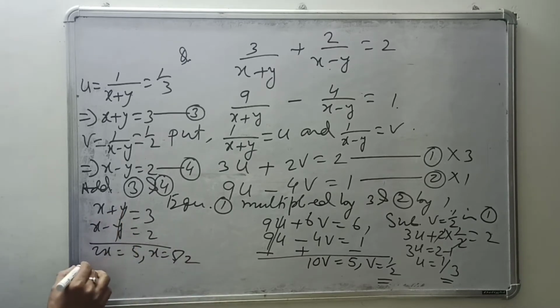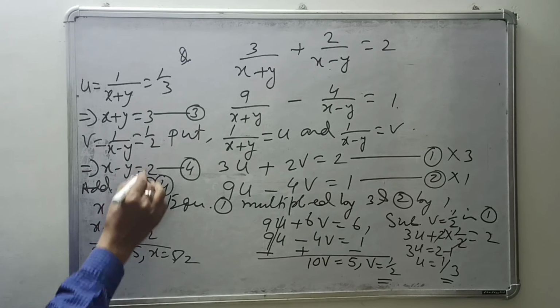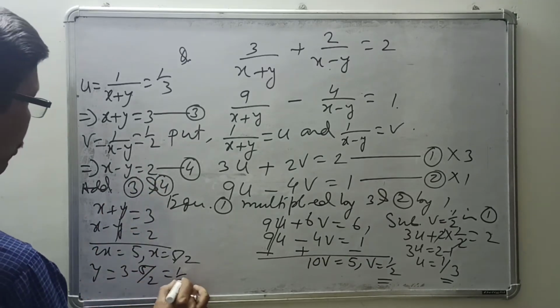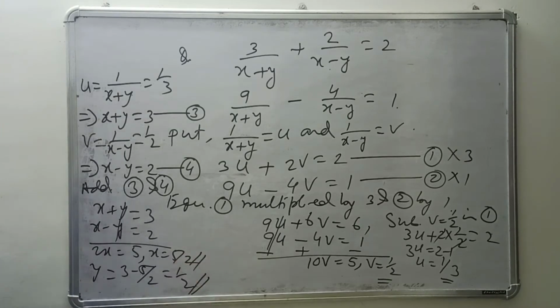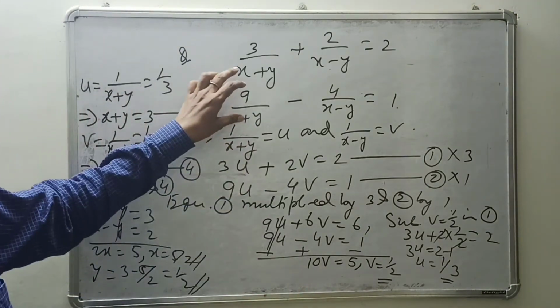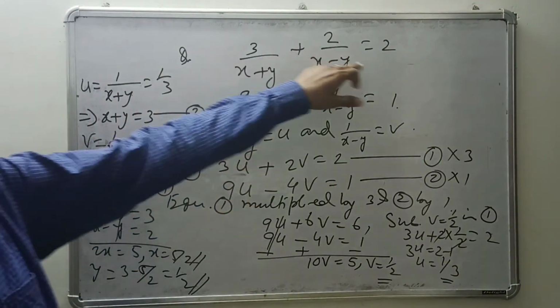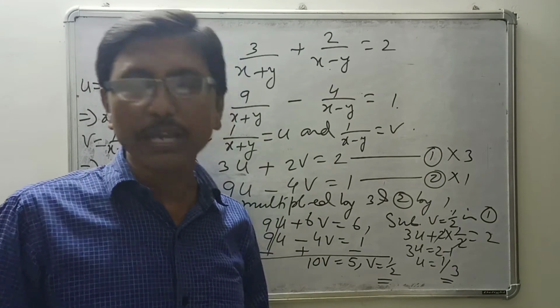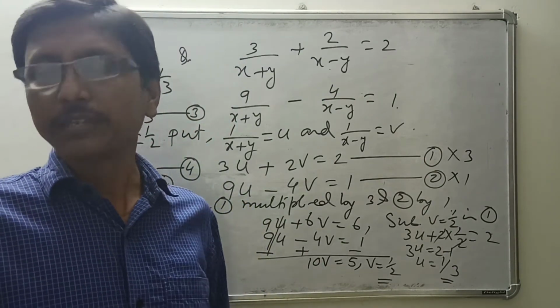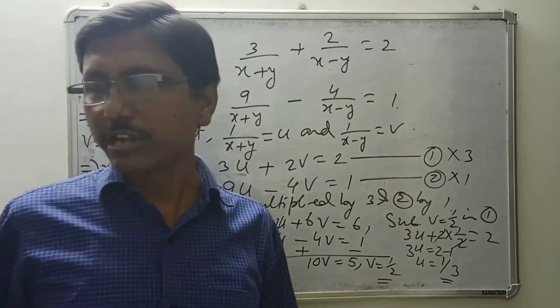Similarly, if you put these values, then you will get y equal to 3 minus 5 by 2, 6 minus 5, so 1 by 2. This is our required solution: x equal to this one, y equal to that one. So this is the simple form. When you have the variable in the denominator, you take 1 by that variable and then do that one. Okay. Next, one more question I would like to do.